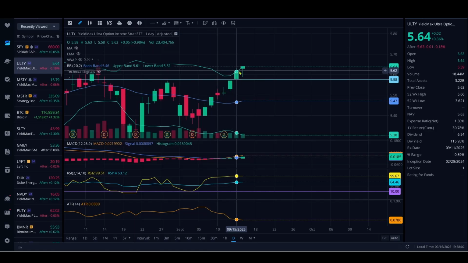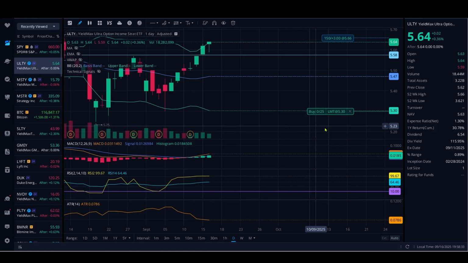So with ULTY going up, of course, it is not a potential buy point for me. I do have my buy set in here, and you can see right there, there's my buy at $5.30. So if it does come down to that point, it will buy up another 25 shares for me. And do notice that buy point is now right there on the bottom side of that Bollinger Band.